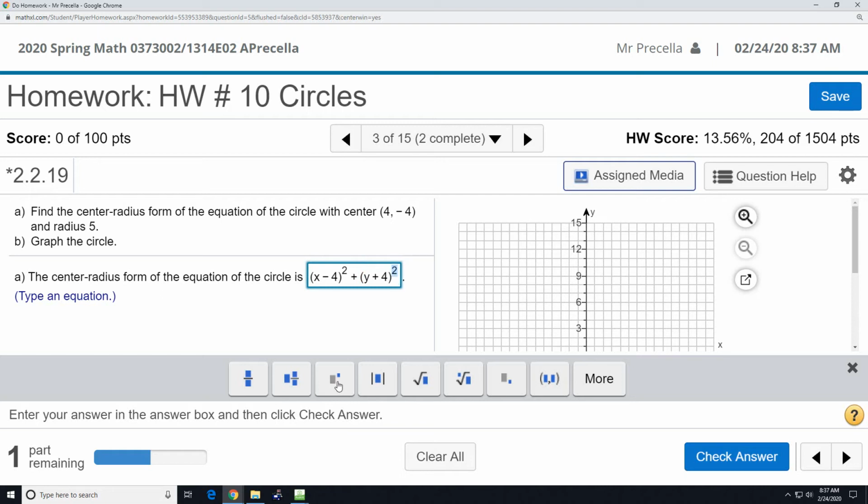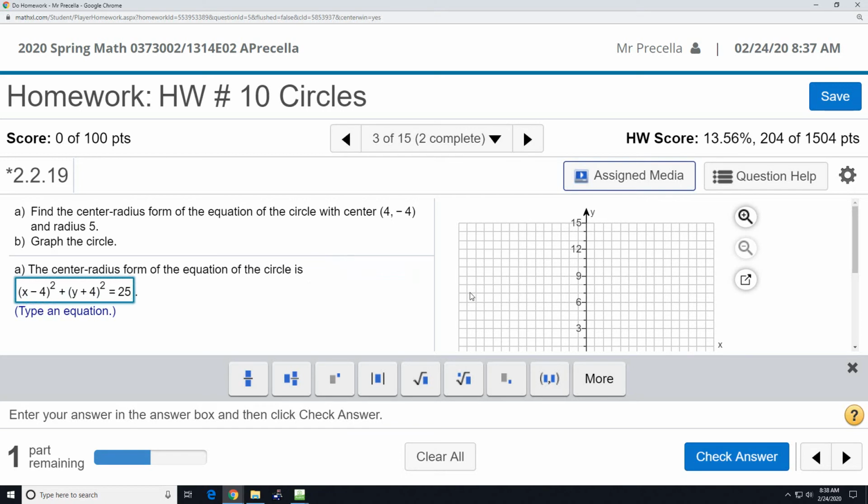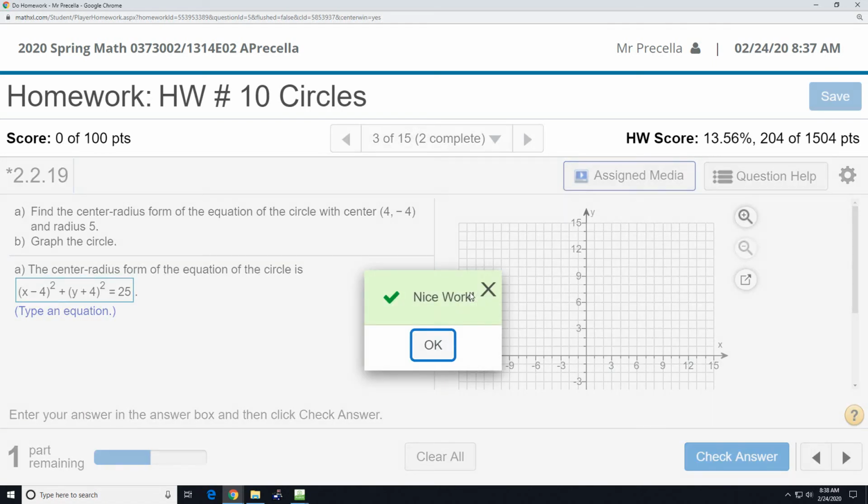Don't put the equal sign up there in the exponent. If you do, it's going to count it wrong. So after I punch in the square, I'll go right arrow, down arrow, or move your mouse and click. Just do something to get out of there. Equals 25. So x minus 4 squared plus y plus 4 squared equals 25.